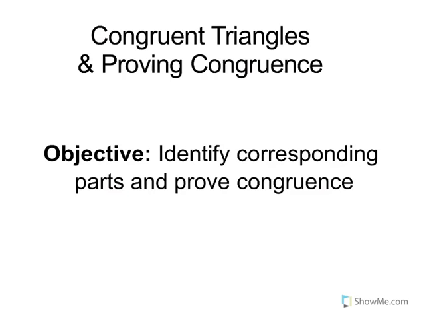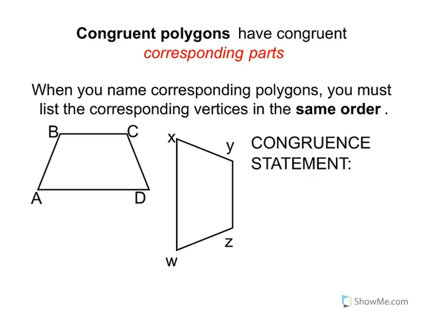We are going to talk about triangle congruence today and how to prove that triangles are congruent. So congruent polygons have congruent corresponding parts. The corresponding parts are the parts that are in the same spot in the two different polygons. When you name corresponding polygons, you must list the corresponding vertices in the same order.